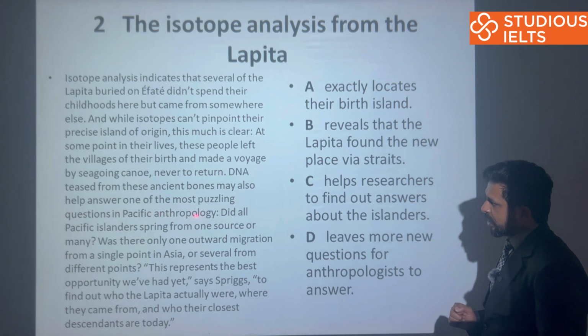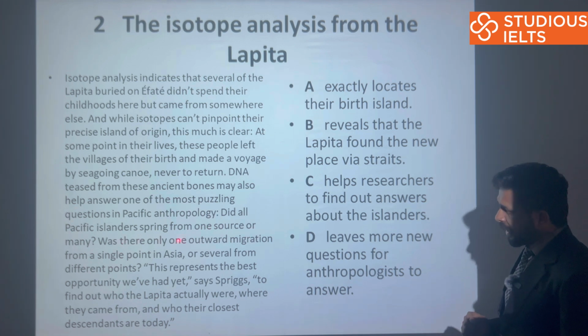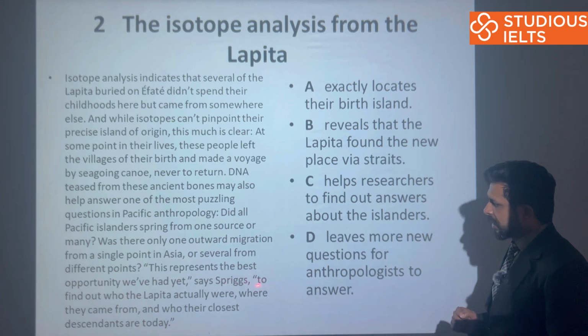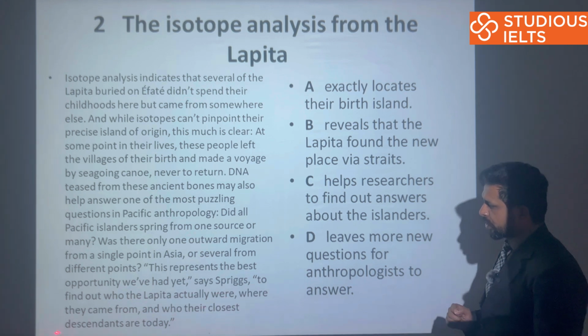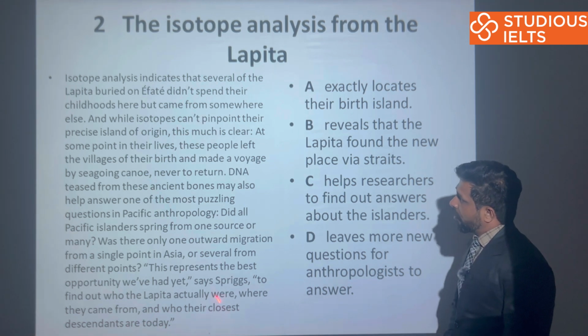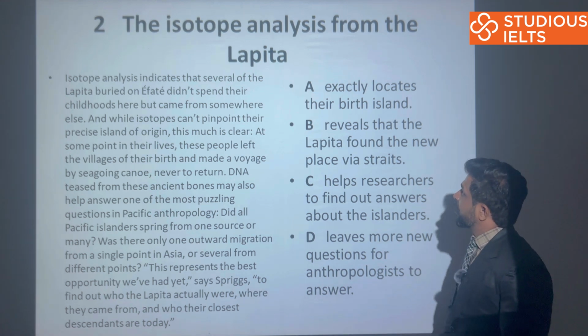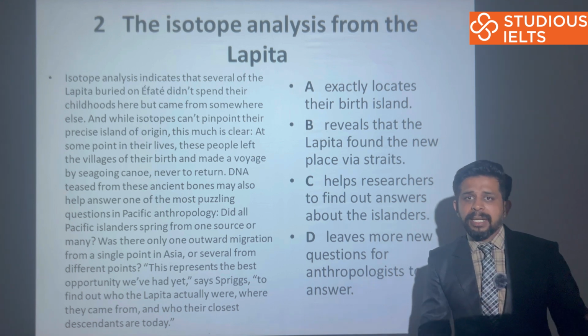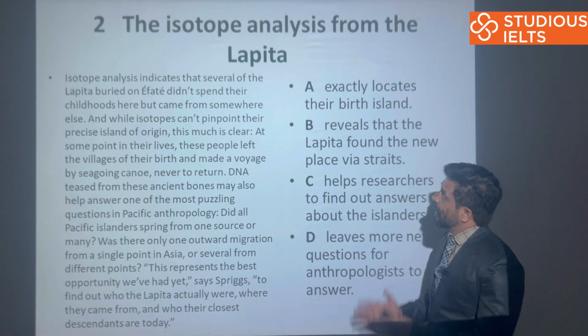DNA teased from these ancient bones may also help answer one of the most puzzling questions in Pacific anthropology. Did all Pacific islanders spring from one source or many? Was there only one outward migration from a single point in Asia or several from different points? This represents the best opportunity we have had yet, says Spriggs, to find out who the Lapita actually were, where they came from, and who their closest descendants are today. So eventually, the whole paragraph, or the outcome of the isotope analysis, shows that there are a number of questions related to them, and these questions are answered by this analysis.